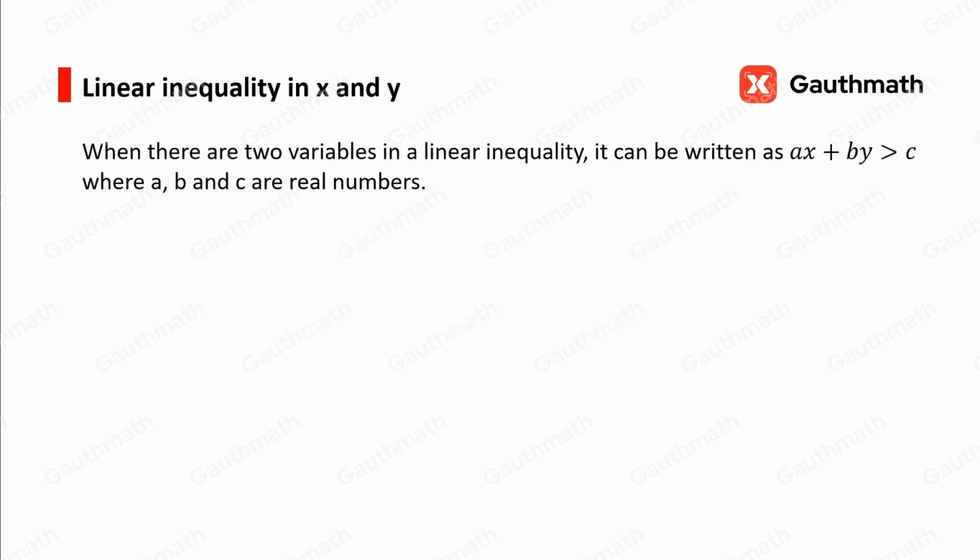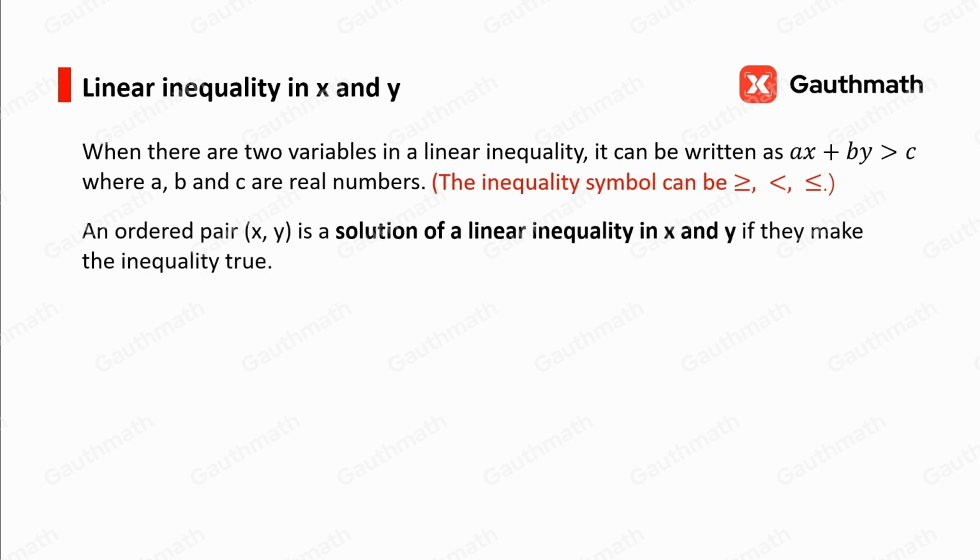When there are two variables in a linear inequality, it can be written as ax plus by is greater than c, where a, b, and c are real numbers. The inequality symbol can also be greater than or equal to, or less than or equal to. An ordered pair (x, y) is a solution of a linear inequality in x and y if it makes the inequality true. So we need to test whether they make the inequality true or not.